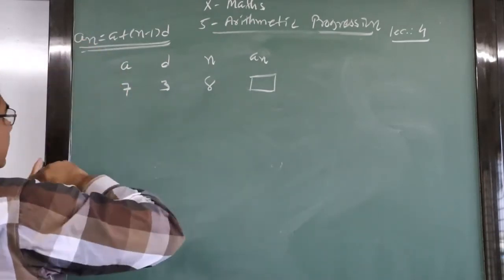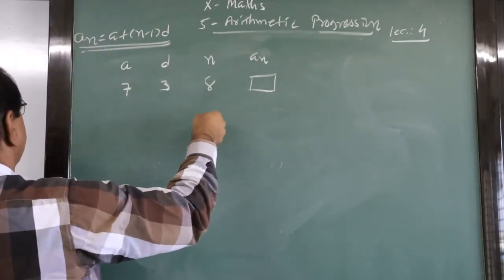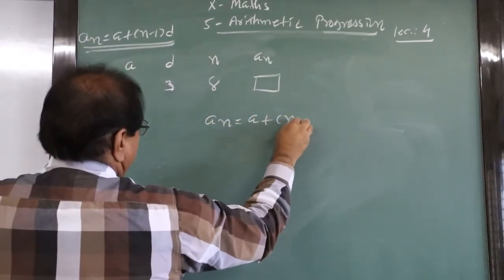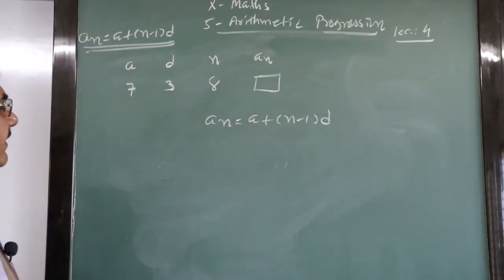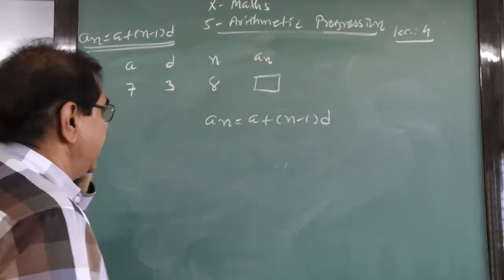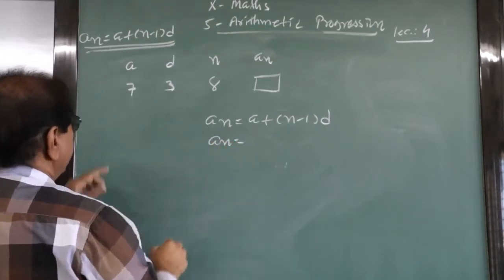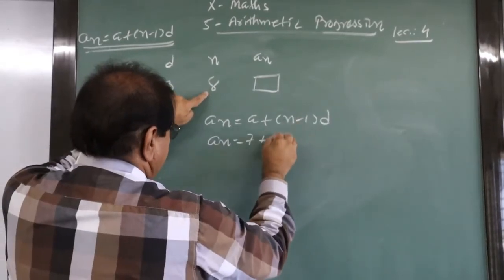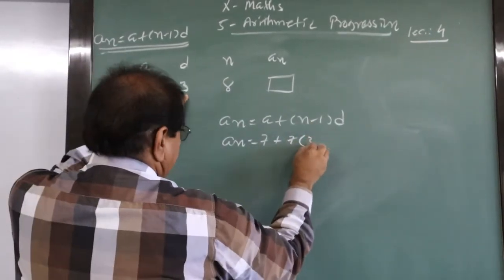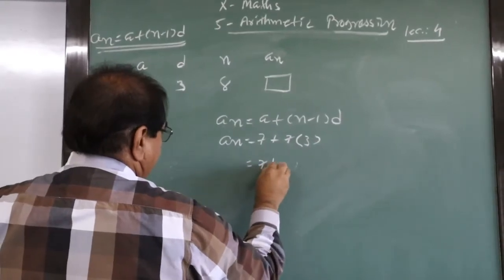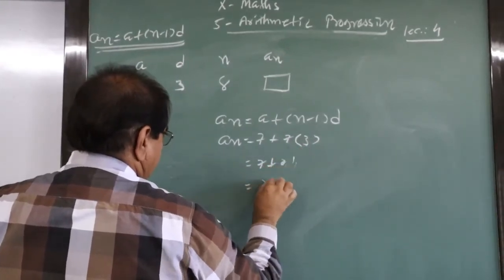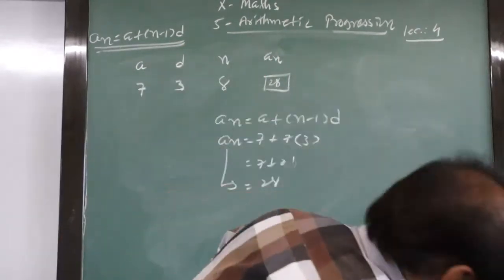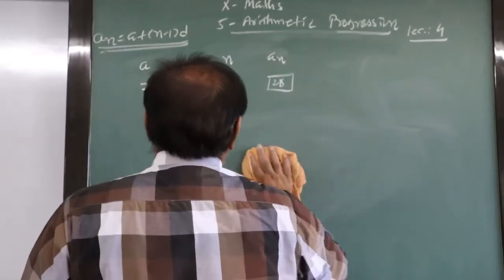Which formula can be used here? An is equal to a plus n minus 1 into d. Just plug in the values. We want to find out an, so an is as it is. What is a? 7 plus n is 8, 8 minus 1 is 7. Difference is 3. So it is 7 plus 7 3s are 21. So an is 28. Easy? So if we know the formula, we can find out the answers very easily.